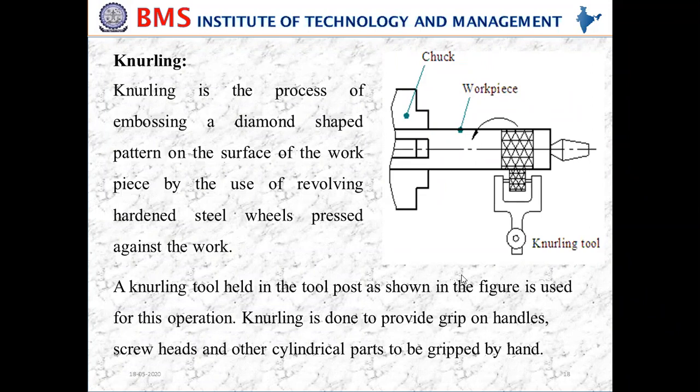So by using revolving hardened steel wheels pressed against the workpiece, with a knurling tool held in the tool post, knurling is done to provide grip on handles. Generally, knurling is the process used for providing a grip on handles, screw heads, and other cylindrical parts to be gripped by hand.